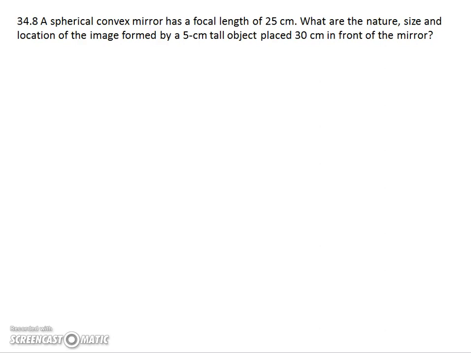This time we're considering a spherical convex mirror with a focal length of 25 centimeters, and as before we're asked the nature, size and location of the image formed by, in this case, a 5 centimeter tall object placed 30 centimeters in front of the mirror. So, as before, we could do this just by applying equations, but let's draw the optical system out so that we know what we're talking about.